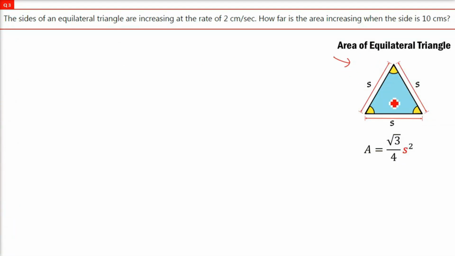The side of an equilateral triangle is increasing at the rate of 2 centimeter per second. Side of an equilateral triangle means all the sides are equal and all the angles are equal, which is equal to 60 degrees. Let us call the side x, and the side is increasing. So dx by dt is going to be 2 centimeter per second. Increasing means you need to put plus, but there's no point putting the plus because everything is always plus. Centimeter per second you always have to write.